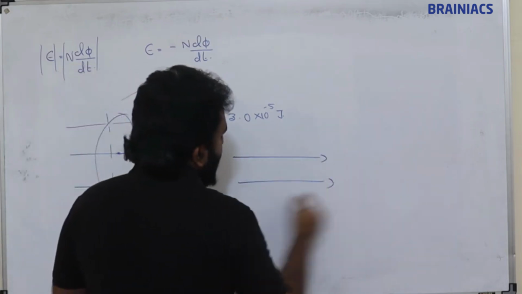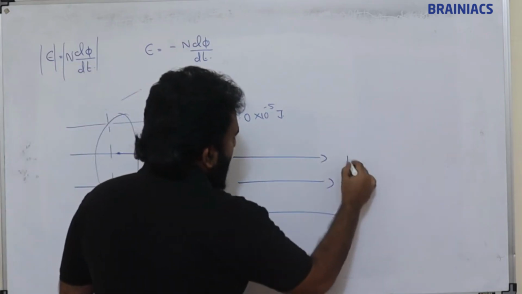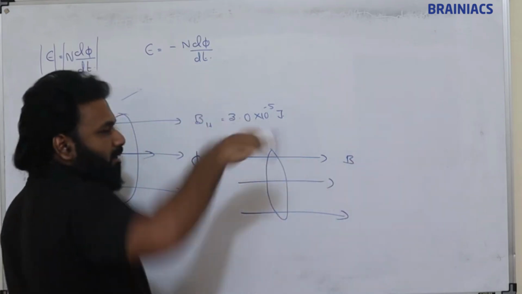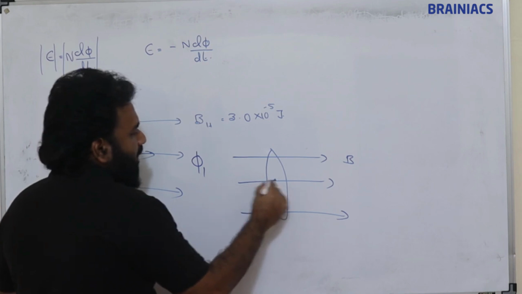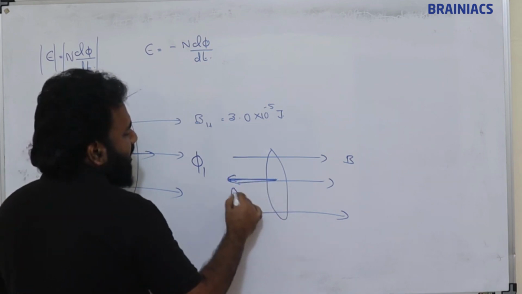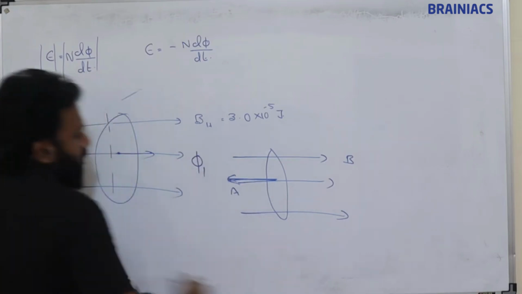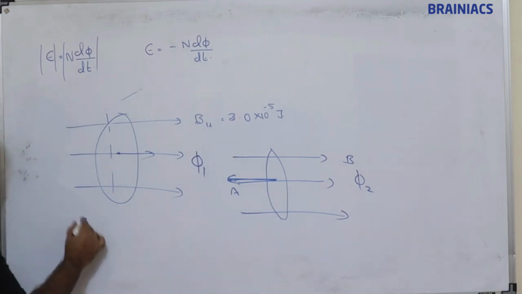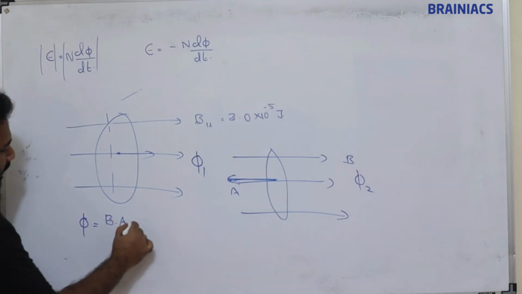Again this is the magnetic field, and this time it is rotated vertically in the opposite direction. Now the area vector is like this. So from here we will have to find phi2. What is phi1? Phi1 is again B dot A.